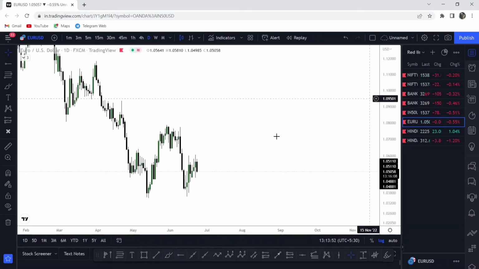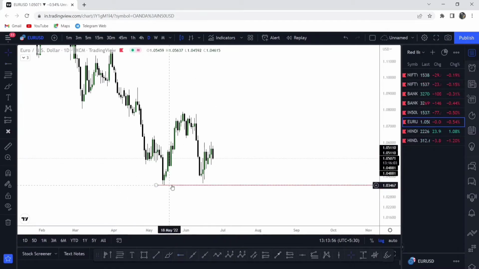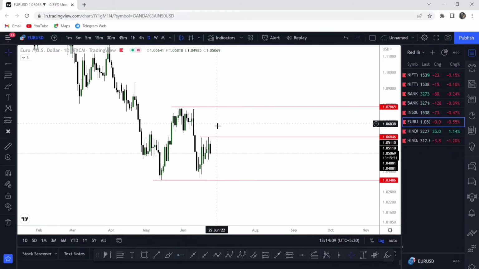Now if I simply try to understand these things, we have a low here, we have equal lows around this point here, we have equal highs around this point here, and we have equal highs around this point here. Now just leave these levels on the chart and anticipate a move towards these levels. Now this is very important.